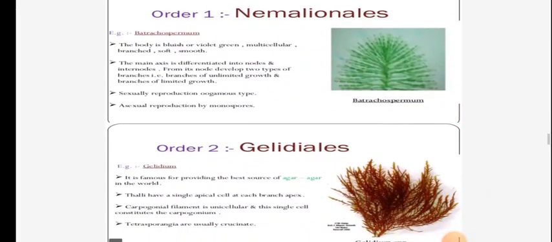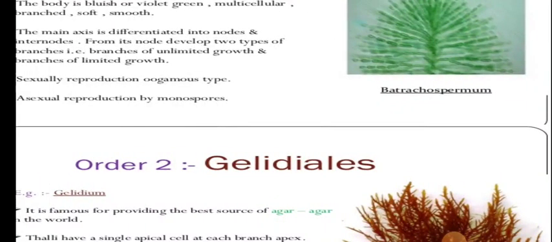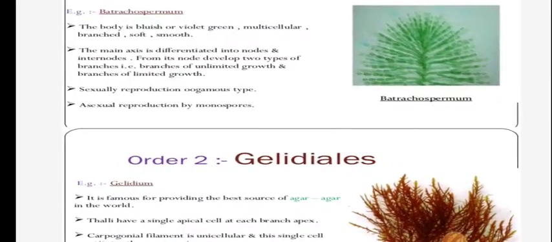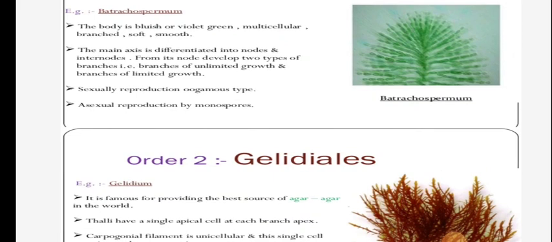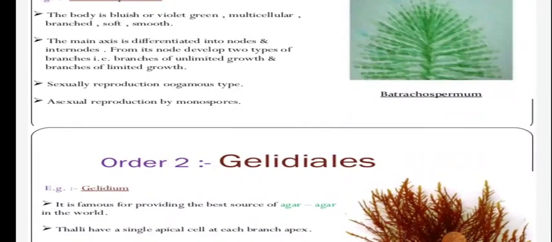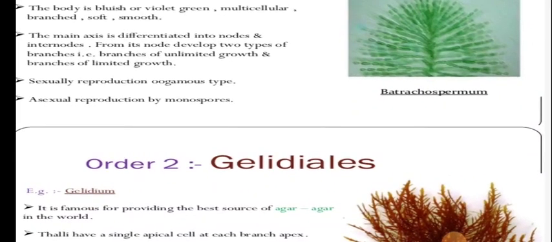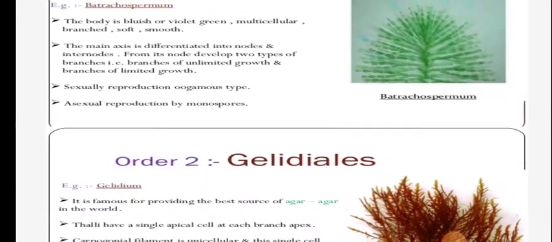It shows the first order, Nemalionales. Here you are observing Batrachospermum. Already we know Batrachospermum. It is bluish or violet green, multicellular, branched, soft. The main axis shows nodes and internodes formation. It develops 2 types of branches: branches of unlimited growth and branches of limited growth. Sexual reproduction is oogamous, asexual reproduction by monospores.